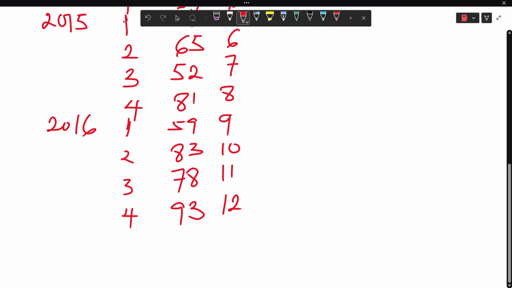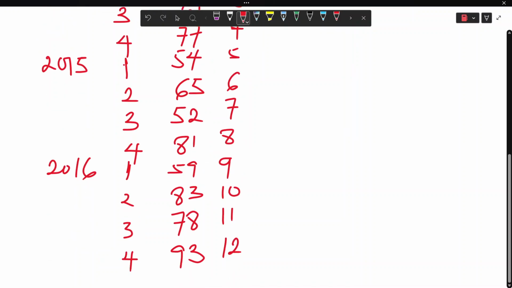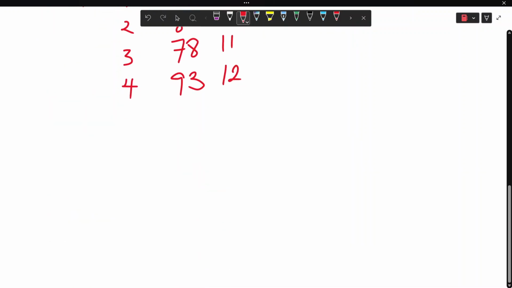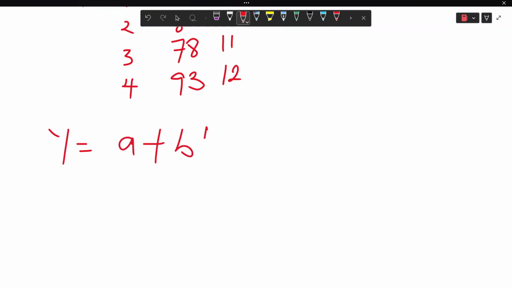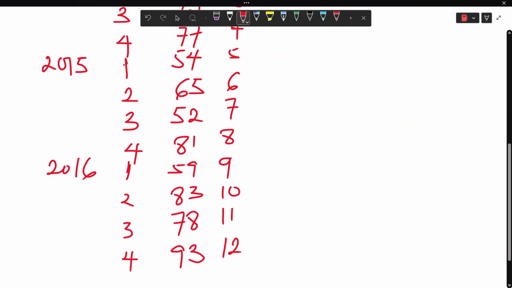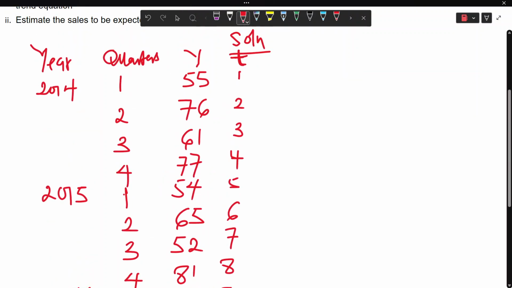Okay, so now let's find our equation first. So first let's find our equation which will help us to determine the trend. Our equation is y is equal to a plus bt. We want to find the trend values, so let's say the trend value is y. Using your calculator, you can easily find the values for A and B. I've already uploaded a video on how to use the calculator to find the A and B.